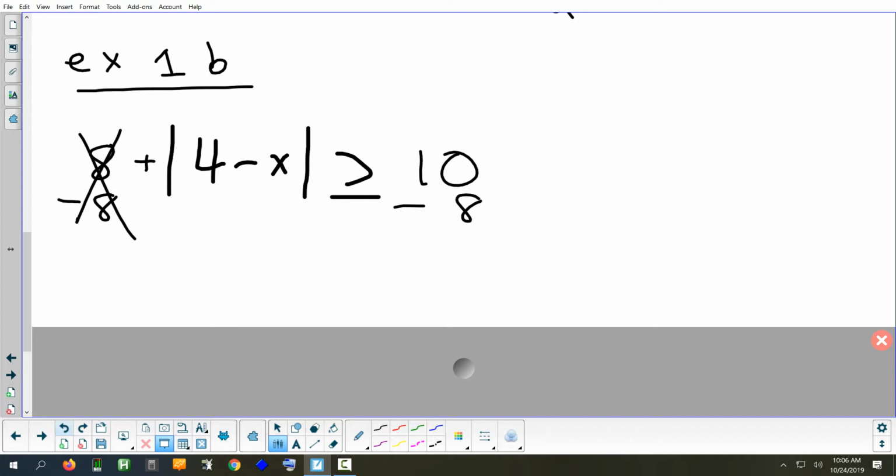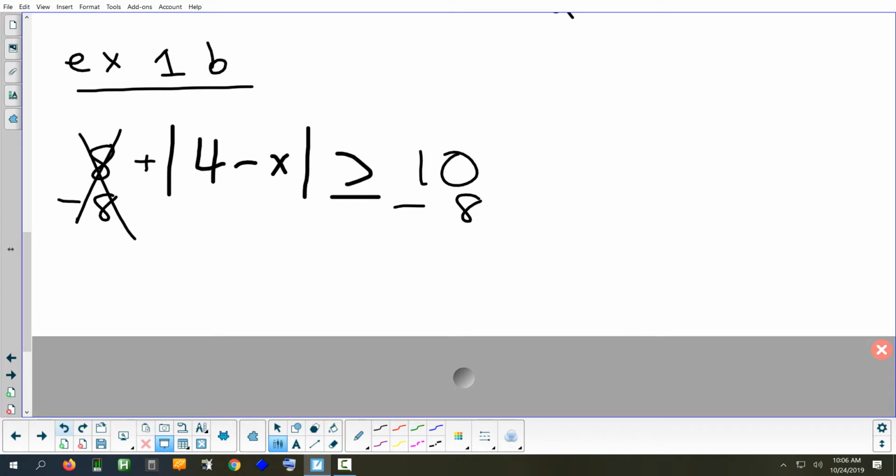8 minus 8 is gone. How about, Jamiana, what's on the left side now? Just 4 minus x. What else? Less than or equal to 2. A little bit more than that on the left. I see something above that you didn't say to write down below. Absolute value, yes. Till we split it, those absolute value bars aren't gone.